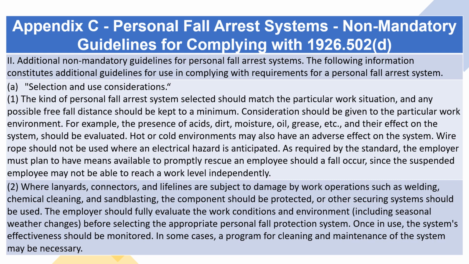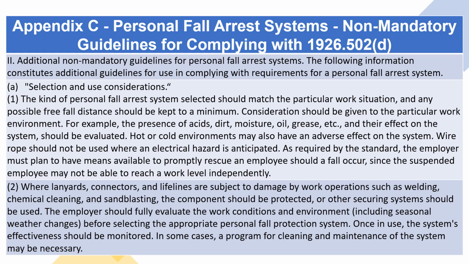Selection and use considerations. 1. The kind of personal fall arrest system selected should match the particular work situation, and any possible free fall distance should be kept to a minimum. Consideration should be given to the particular work environment. For example, the presence of acids, dirt, moisture, oil, grease, etc., and their effect on the system should be evaluated. Hot or cold environments may also have an adverse effect on the system. Wire rope should not be used where an electrical hazard is anticipated.